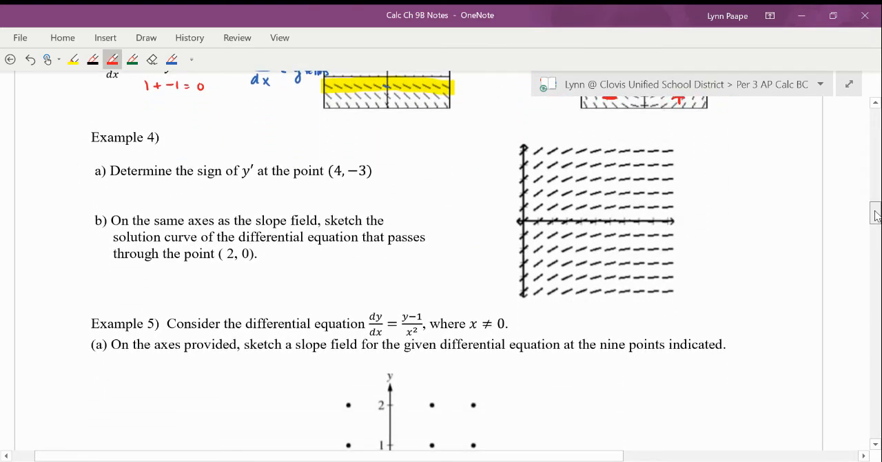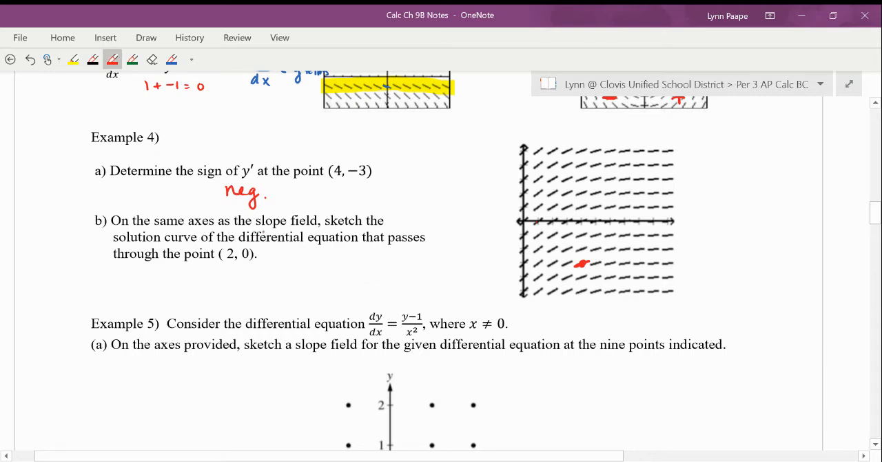All right, so let's take a look at example 4 here. So they want you to determine the sign of y prime at the ordered pair 4 comma negative 3. So 1, 4, I think that's right here. Let me double check that. 1, 2, 3, 4, 1, 2, 3. So what is the sign of the slope at y prime? So that is the slope here, and that is a negative.